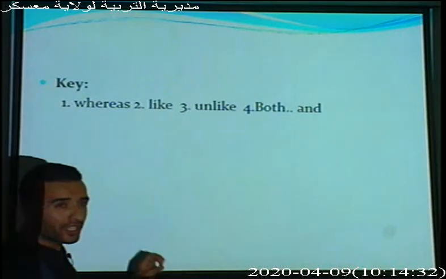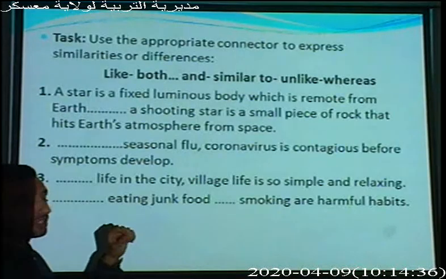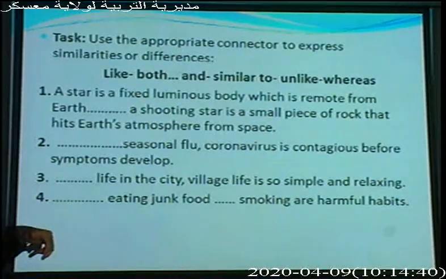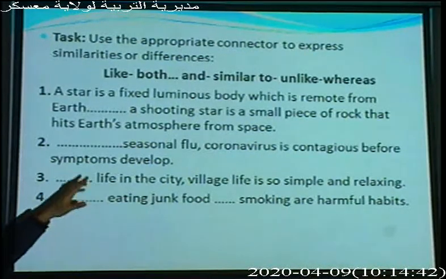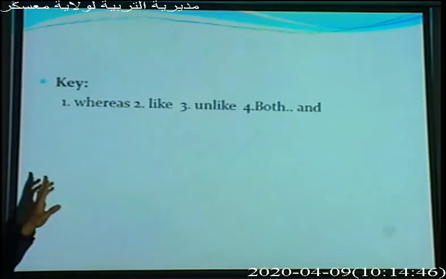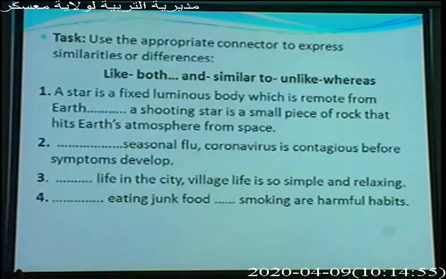Well, let's correct it together. In the first space, we have whereas. In the second space, we have like. In the third one, we have unlike, and the last one, we have both and. Let's go back to our exercise.